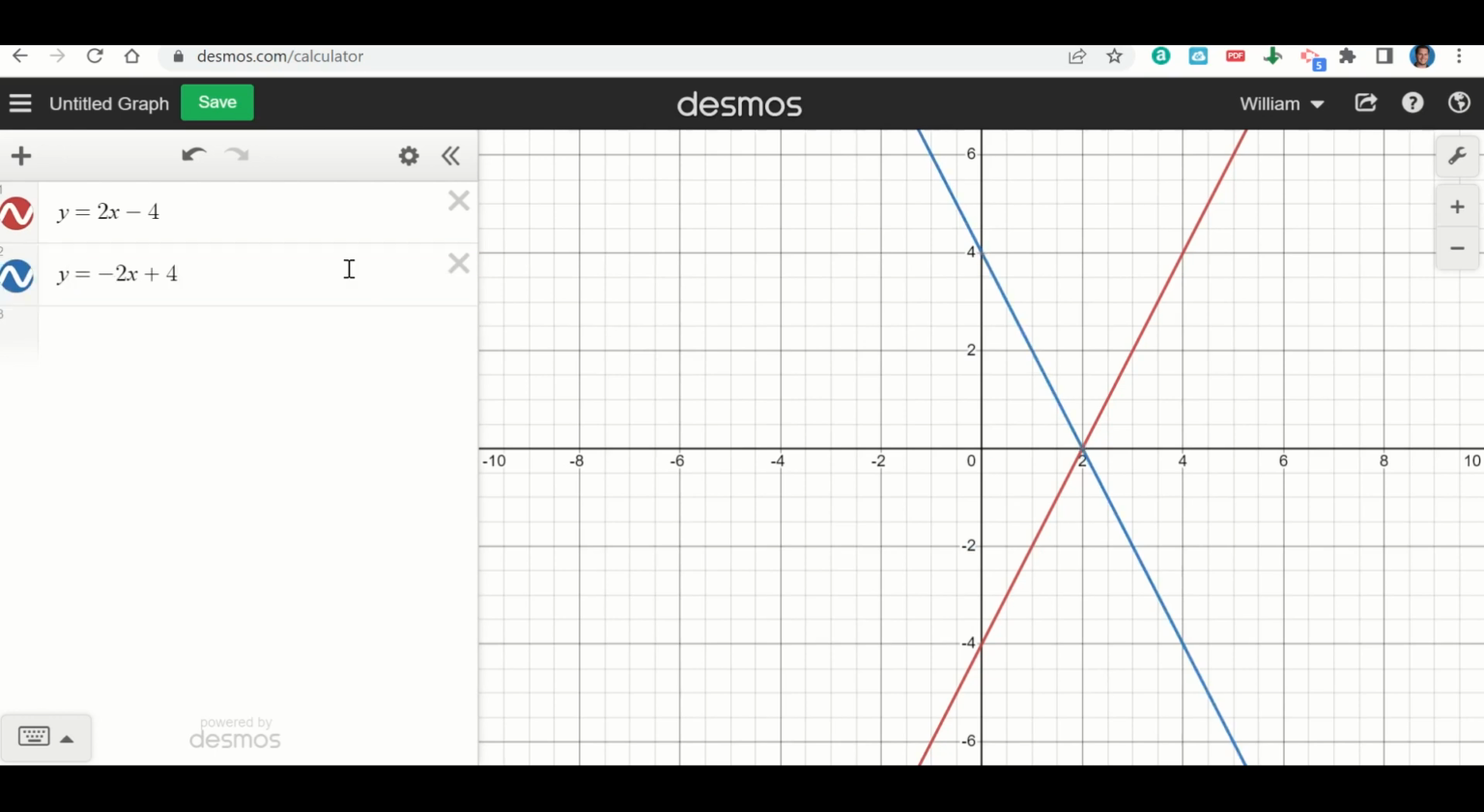So there's my 2 lines, and if I go to where the 2 lines intersect and click on it, I can see that it gives me the coordinates of exactly where the 2 lines intersect. They intersect at x equals 2 and y equals 0. So this would be the solution to my system of equations. And I can do this by inputting any 2 equations and then going to the point of intersection and clicking on it. It will tell me what the coordinate of that is, with the x coordinate first and the y coordinate second. So this is how you can check your work using Desmos when dealing with systems of linear equations.